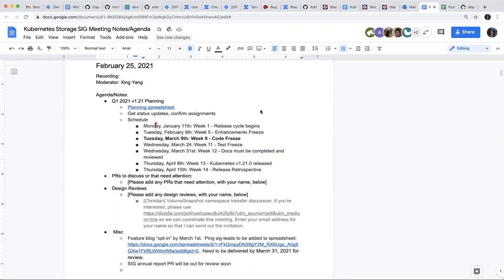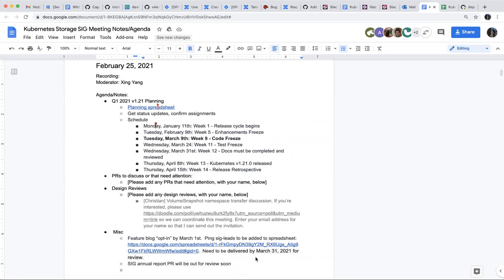Today we will go over our planning spreadsheet to check the status. Before that, I just want to remind everyone, code freeze is coming. It is March 9th, so it's coming soon. If you are working on a feature, make sure any code-development entry is merged by March 9th to make it into the 1.21 release.